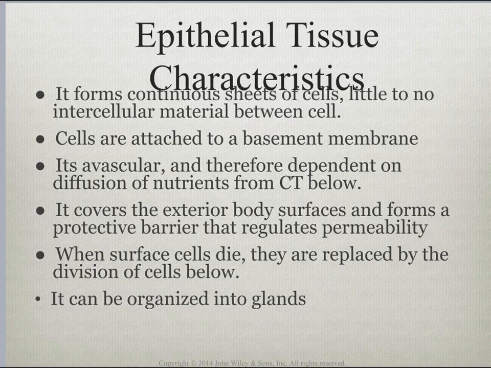It covers surfaces, the external body surface, and forms a protective barrier that regulates permeability. So if you think about our skin, the largest organ, what you see on top is our epithelial lining. When our surface cells die, they are replaced by the division of cells below it. Epithelia can also be organized into glands.